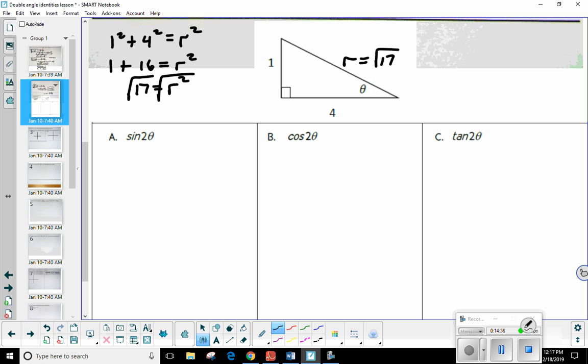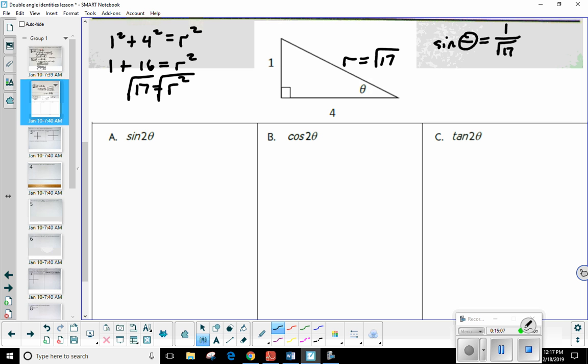Now, I always think it's a good idea, from those identities, you're going to need sine of theta, cosine of theta, and tangent of theta. So why don't we go ahead and find those? Here's theta. What would the ratio sine of theta be? Remember, this is opposite over hypotenuse, so just the y value over the radius, but here the radius isn't 1. So it'd have to be 1 over the square root of 17.